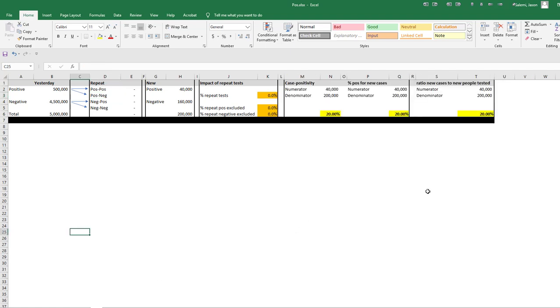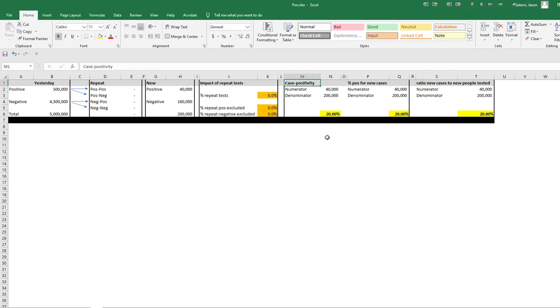The last thing I'm going to factor in is the 2 measures that we're most interested in, the 2 measures that are reported by the Florida Department of Health. That is what I'm calling the case positivity, and then that percent positivity for new cases. And last but not least, I'm going to also factor in something else that some people have been calculating, which is not really a percentage, it's a ratio. It's the ratio of new cases to new people tested. So let's break all of these down.